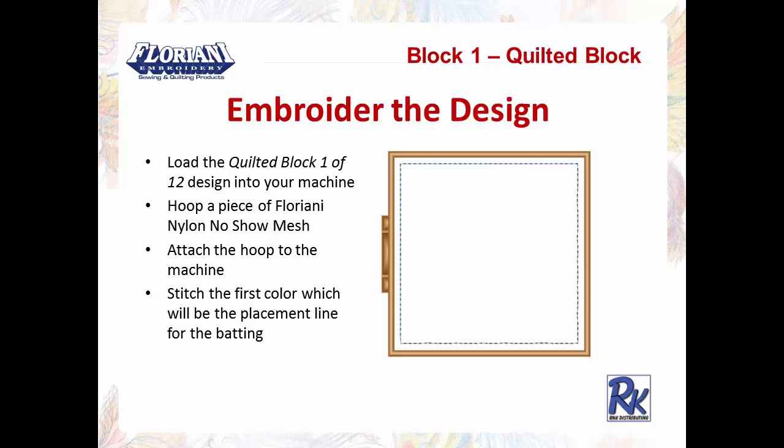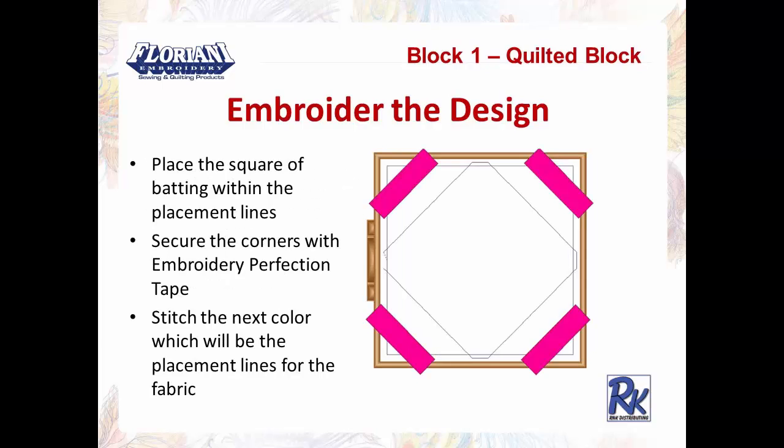So to start embroidering the design, first thing you want to do is load the quilted block 1 of 12 design into your machine. Hoop up a piece of Floriani nylon no-show mesh, be sure to get it good and tight. Attach the hoop to the machine and stitch out the first color, which is going to be the placement line for the batting. Next, you want to place the square of batting within the placement lines and secure the corners with embroidery perfection tape, and then you want to stitch out the next color, which will be the placement lines for the fabric.